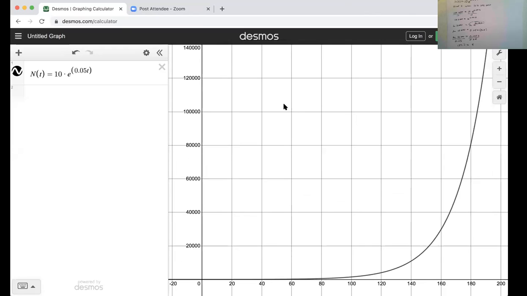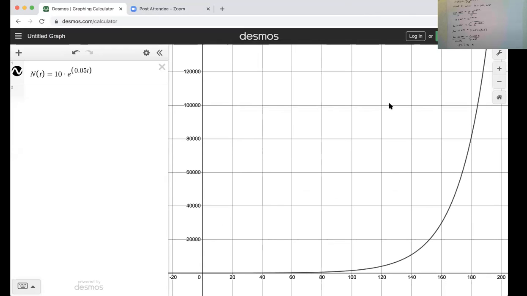And I said, when do we get to 100,000 cases? So here's 100,000 cases. What do we have? 184.2. That's about what we said. Again, the dots aren't landing up exactly, but it gives you an idea. After 184.2 days, we'll have 100,000 people infected.